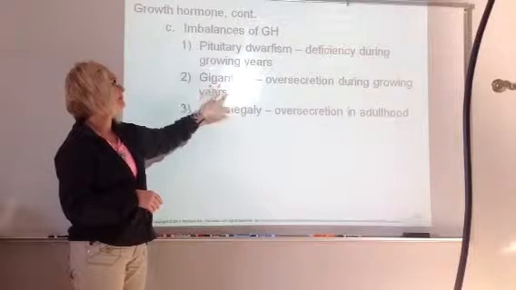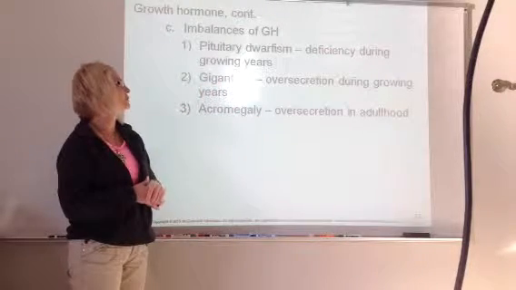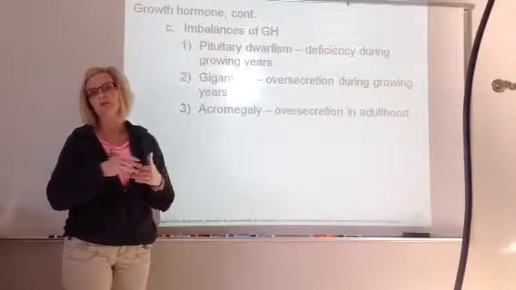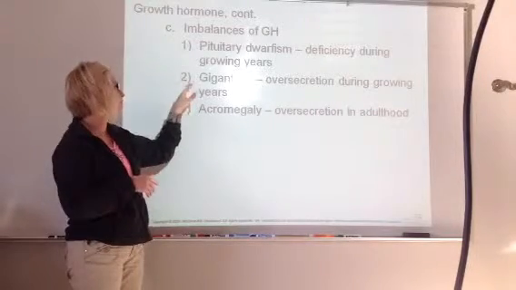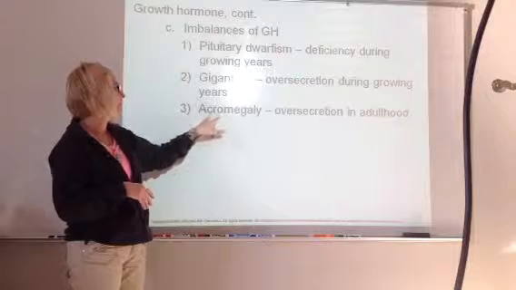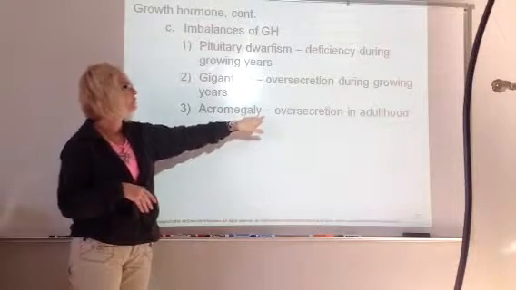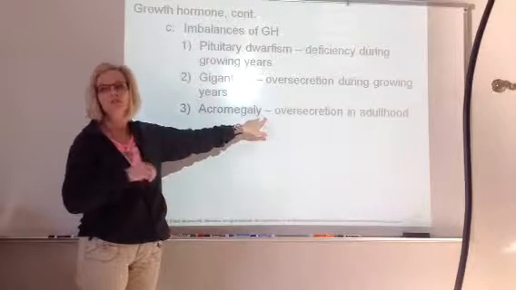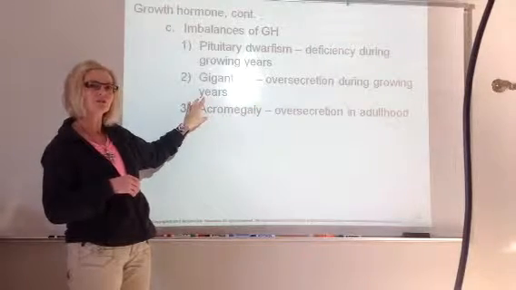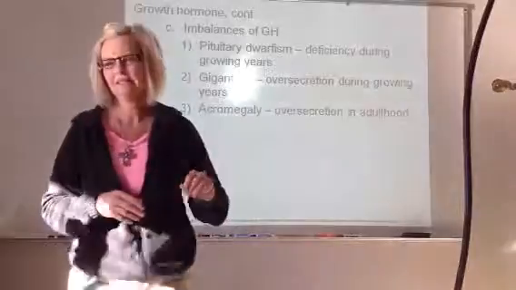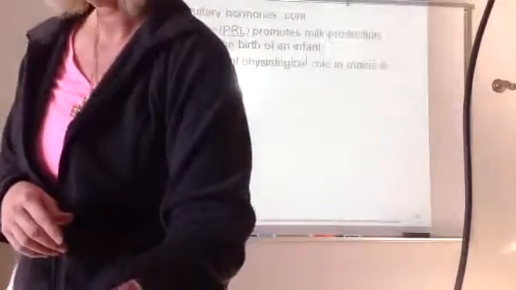Gigantism, the opposite of that, is over-secretion during growing years, which is going to produce longer bones and things like that. So opposite of dwarfism. And acromegaly, over-secretion in adulthood. And this one's a little bit different. This will be on your disorder assignment, so I don't want to say too much about it.